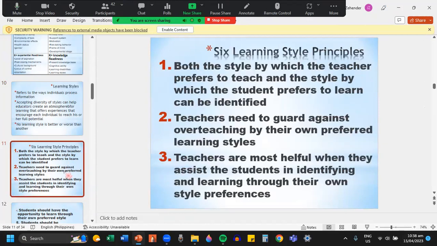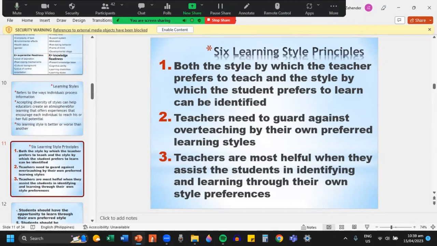Okay, so next we have the 6 learning style principles. So number 1, both the style by which the teacher prefers to teach and the style by which the student prefers to learn can be identified. Next, teachers need to guard against overteaching by their own preferred learning style.